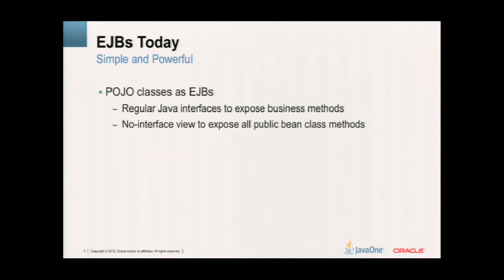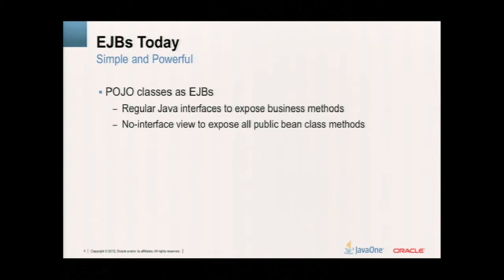EJBs today have come a long way since their inception. They're really easy to develop and deploy. From a programming model perspective, any POJO can be used as an EJB. And for session beans, if you want to expose business methods, you can choose to extract an interface and expose the methods through that. Or you can expose a no interface view where the bean class itself is used as your business view.